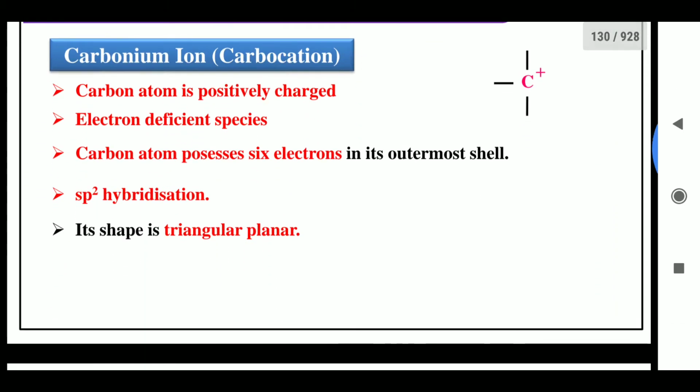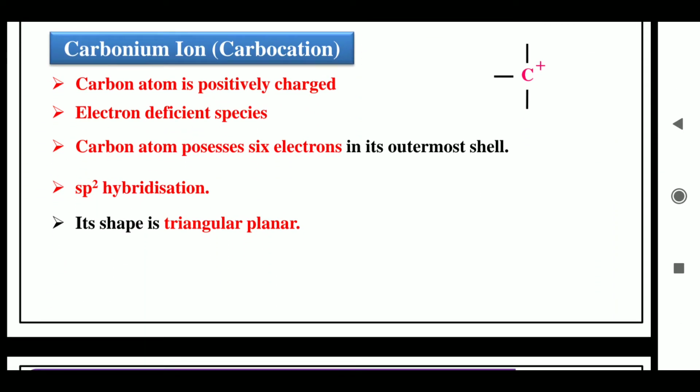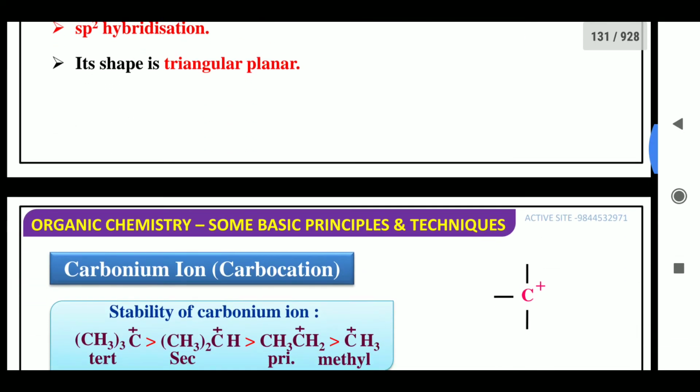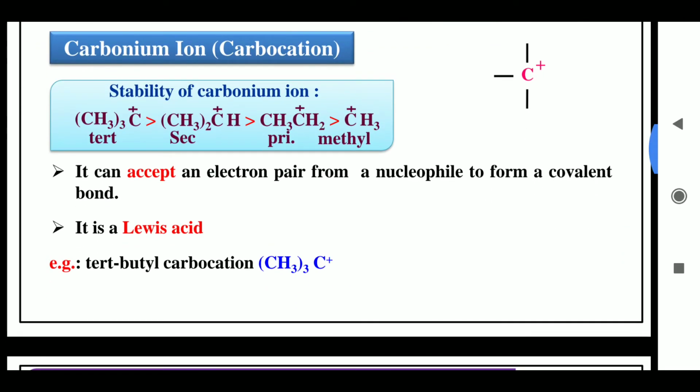Now reaction intermediates. First we are going to talk about the carbonium ion, that is carbocation. Carbocations are carbon atoms that are positively charged. They are electron deficient species. The carbon atom possesses 6 electrons in its outermost shell and is sp2 hybridized. Its shape is trigonal planar. As you can see, there is a tertiary carbocation, then secondary carbocation, followed by primary and methyl ion. So this is the order of the stability of carbocations, where I have shown the stability order.